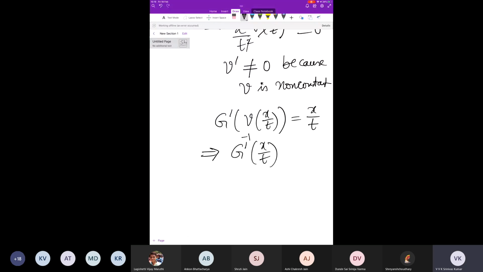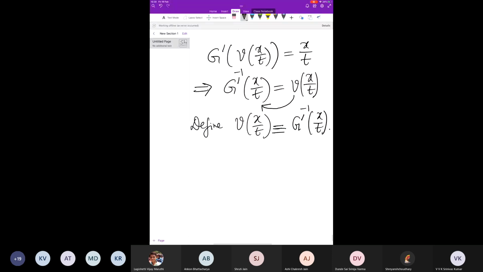So how to define this new v: define v, the similarity solution of x upon t, is equal to whatever our flux function is, its derivative inverse at x upon t. Okay. Take it as this. So what is it in our case?